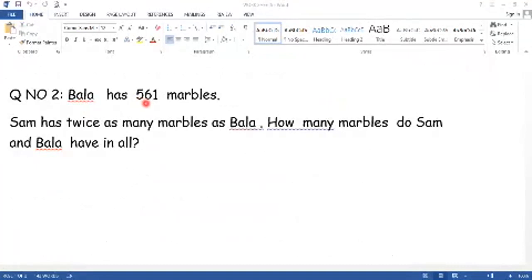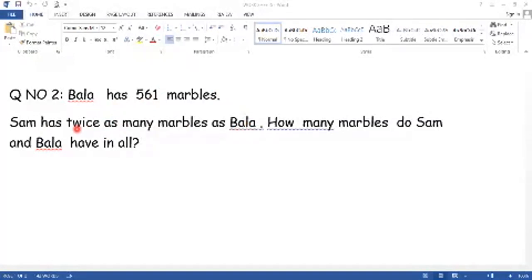Bala has 561 marbles. You just understand the concept. The numbers will be changed. You can say that even the idea of the word problems can be changed, but the key word will always be the same in grade 3 level especially. So Bala is a boy. He has that many marbles. Sam has twice as many marbles as Bala.